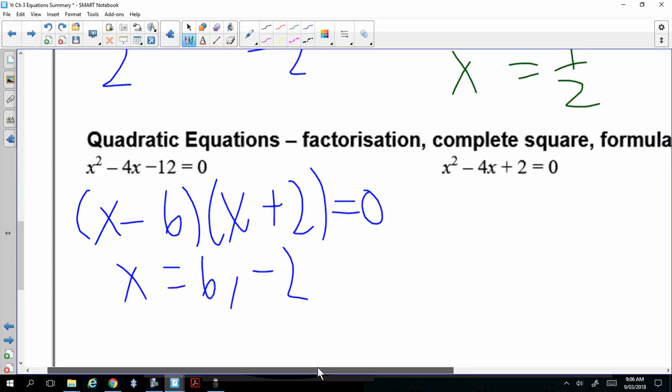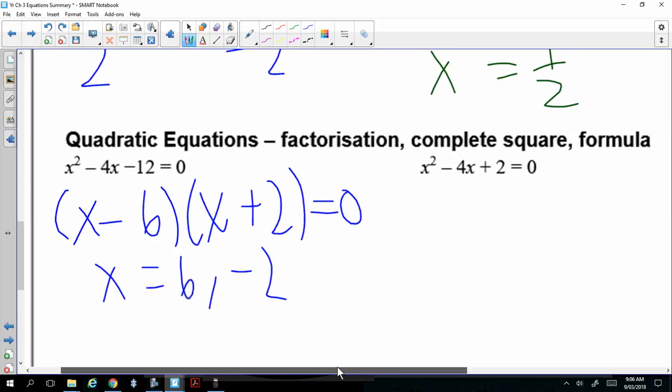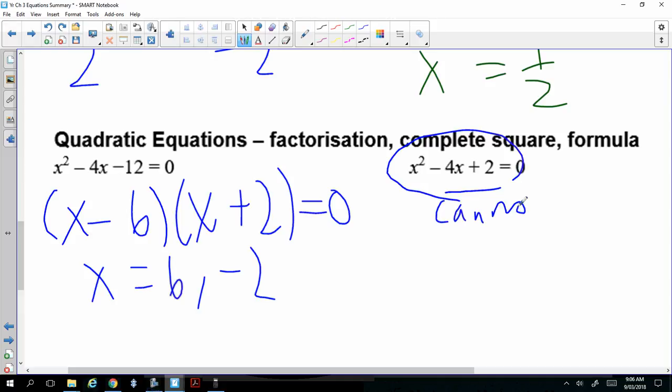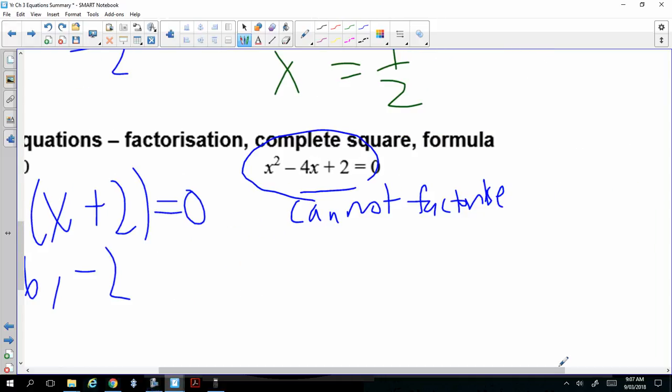For the next one, you can't factorize it. Cannot factorize. So what happens if you cannot factorize? There's two methods that are available to you, either by using the completing square or using the formula. So we're going to demonstrate both methods. So we have to use the completing the square. Okay, so let's use the completing square method. X squared minus 4x equal to negative 2. And sometimes the question will ask you to solve using completing square, so you have to use that method.